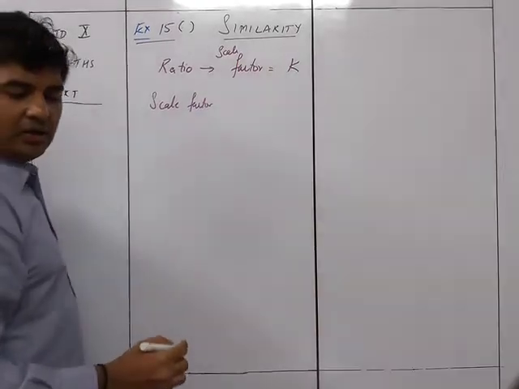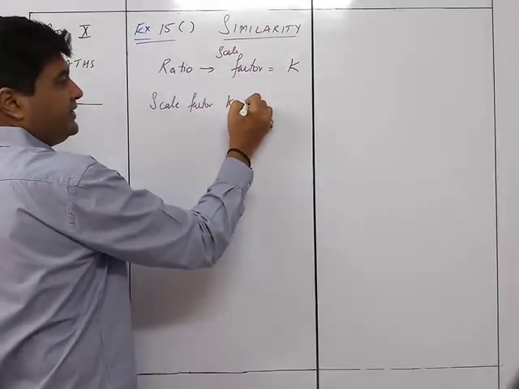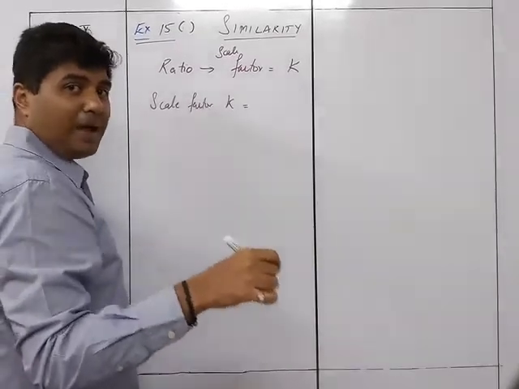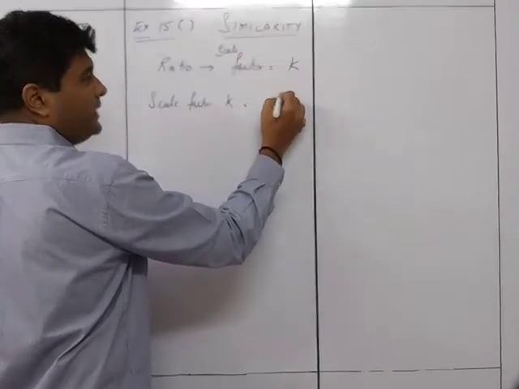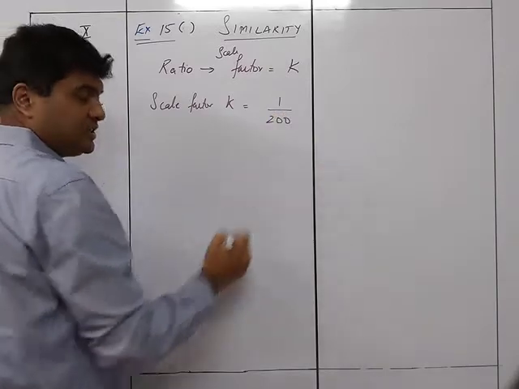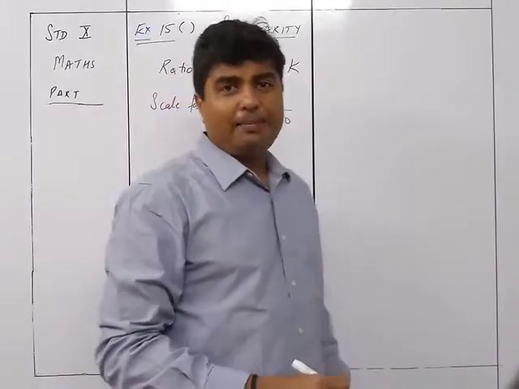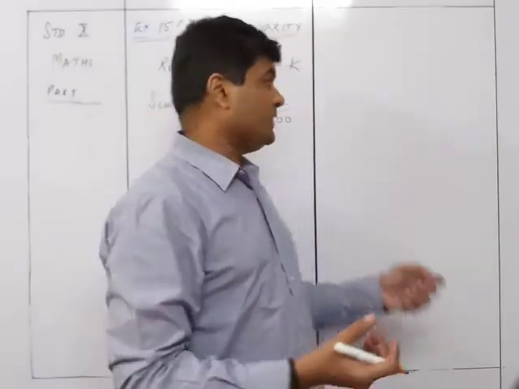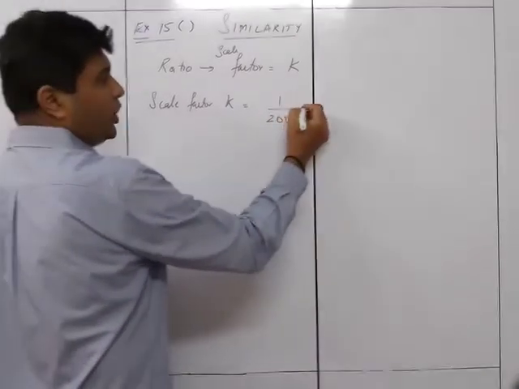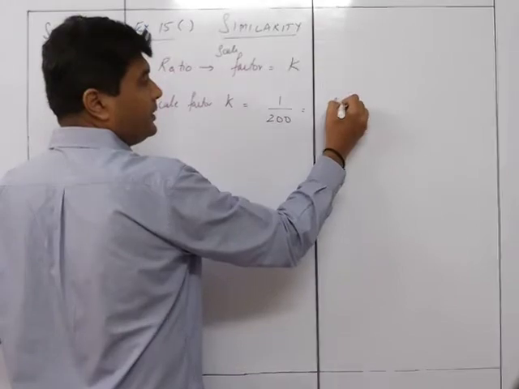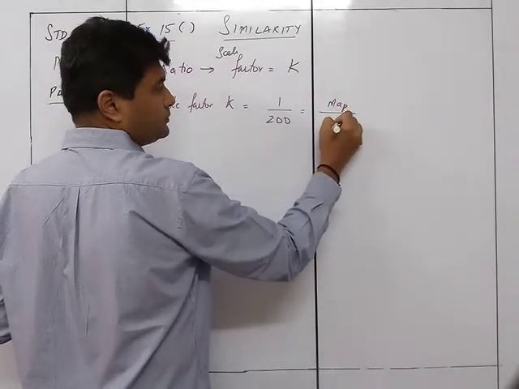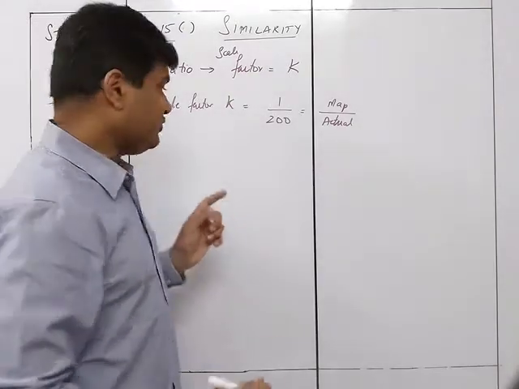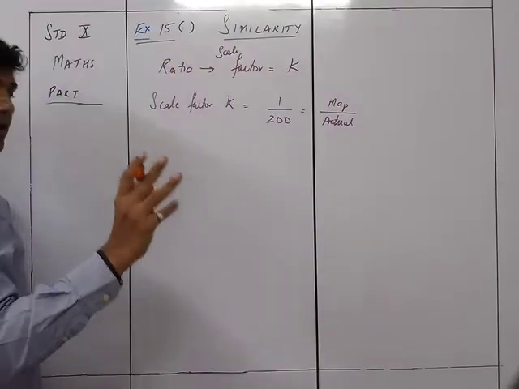Now the scale factor, you are going to take k is equal to what is given in the map. Suppose the map says 1/200. That means 1 centimeter on the map is equal to 200 centimeters on the actual size. Okay, so it's always this way. The k factor is always map upon actual. That's what we have, three formulas for this.